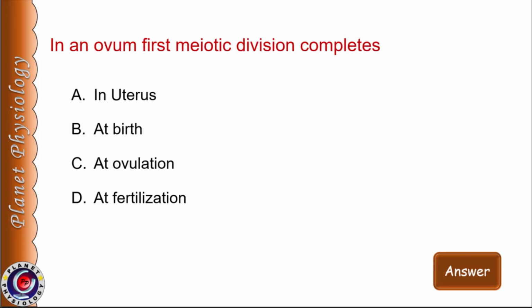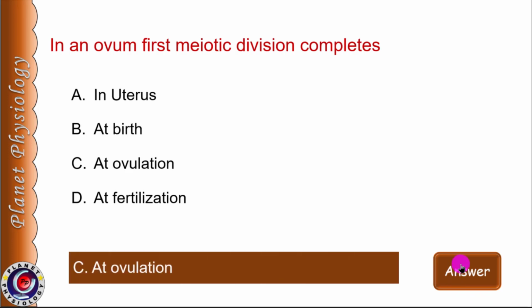Next question. In an ovum, first meiotic division completes A. in uterus, B. at birth, C. at ovulation, and D. at fertilization. Yes, very simple question. The correct answer is option C. at ovulation. The second meiotic division is completed at the time of fertilization with release of second polar body.